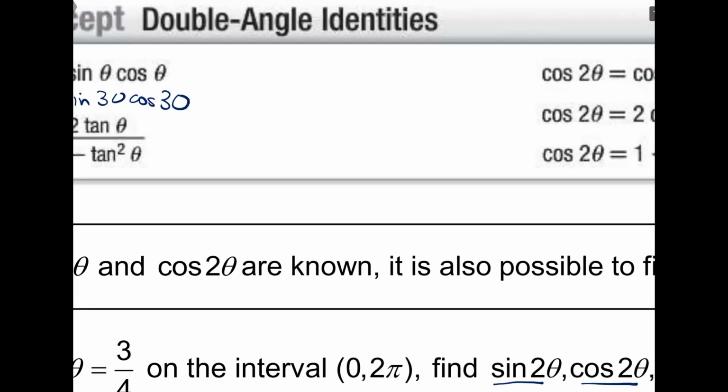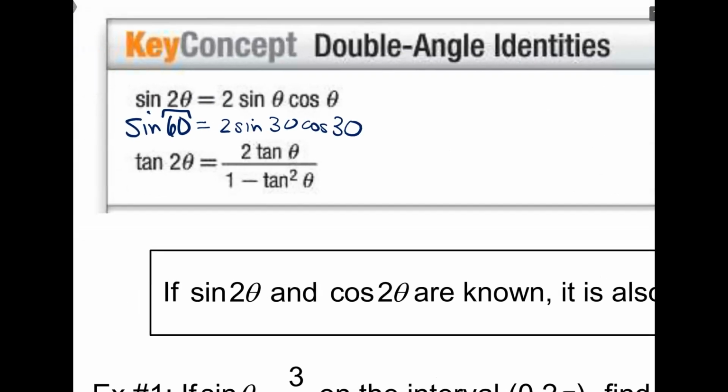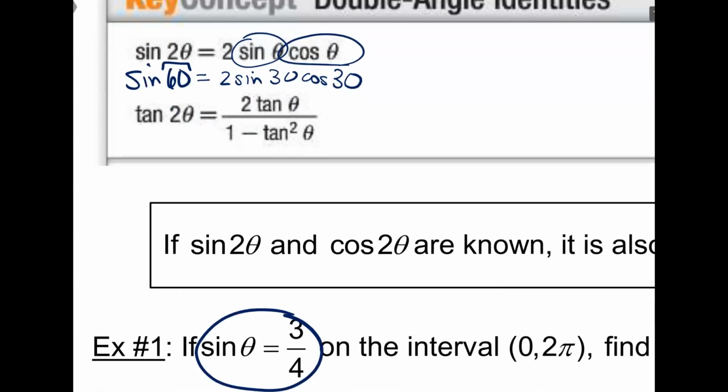The first thing I want to do: I want to find sine of 2 theta, but in order to find sine of 2 theta, I have to know sine and cosine. Right now, I only know sine. How can I find cosine if I have sine?